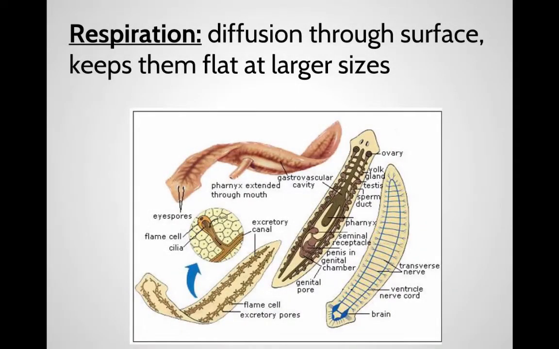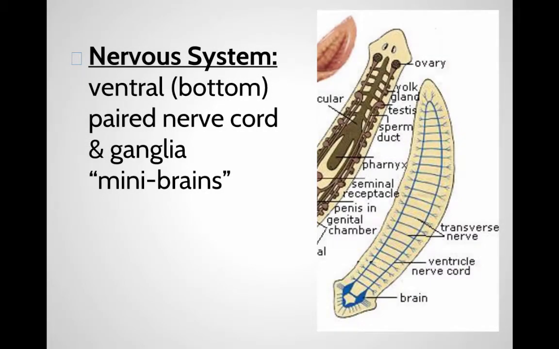In terms of respiration, it's simple diffusion through a surface. Now, when some of the platyhelminthes get very large, it's going to keep them flat in order for there to be enough surface area for diffusion of carbon dioxide and oxygen. In terms of the nervous system, we see a significant advancement over the cnidaria. Now there are paired ventral nerve cords that are going along the bottom of the body, or what we would call the belly. And there are also these structures called ganglia, or collections of nerves that act as mini brains.